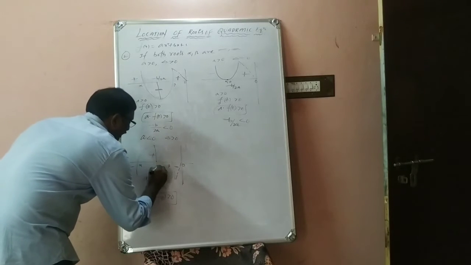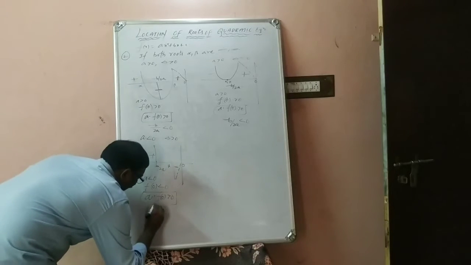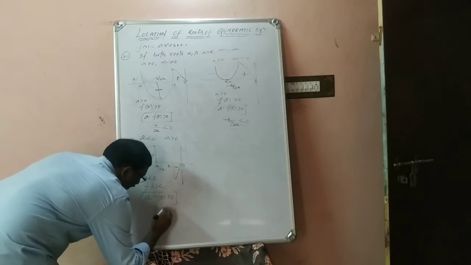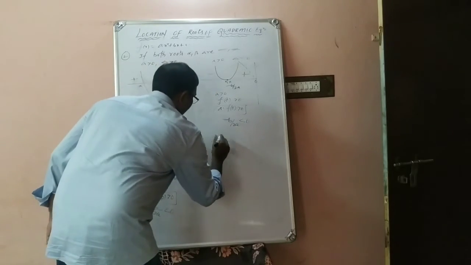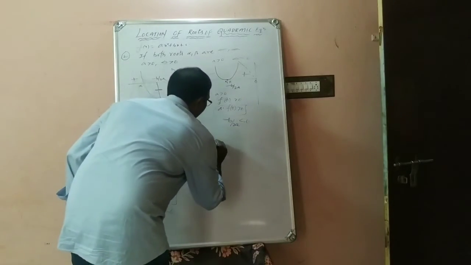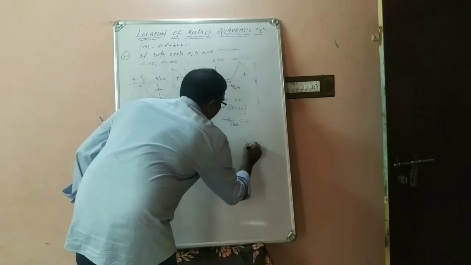Maximum. At what point are you getting a maximum value? Minus b by 2a. So that minus b by 2a is less than 0. Coming to delta equal to 0, A less than 0, and delta is equal to 0.